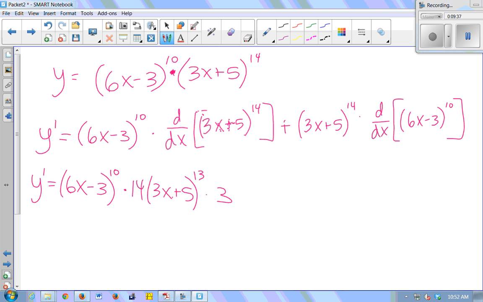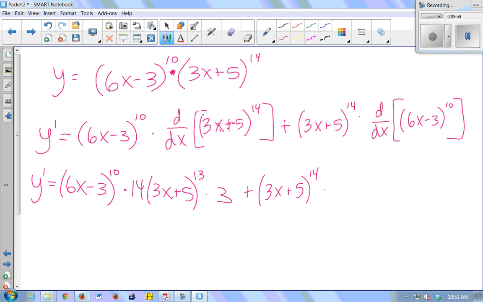You still have to multiply by the derivative of the stuff, the derivative of the inside function, and the derivative of 3x plus 5 is 3. Okay, then we have 3x plus 5 to the 14th times the derivative of 6x minus 3 to the 10th, some stuff to the 10th power.